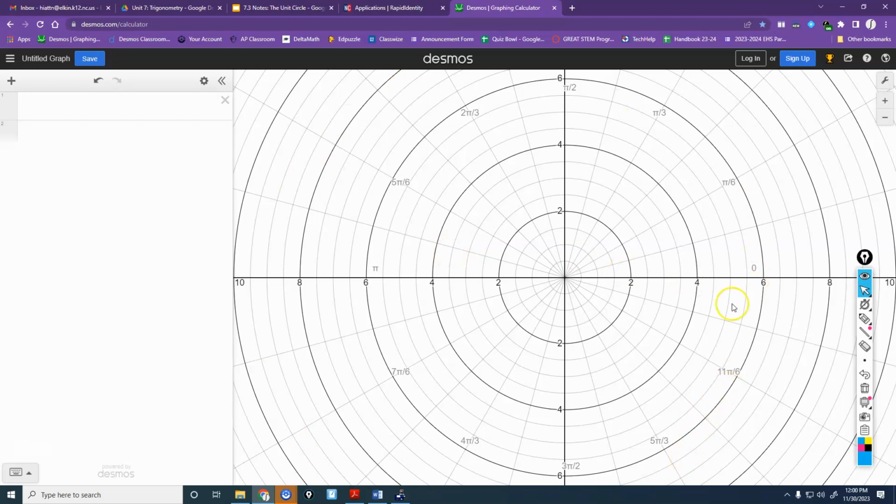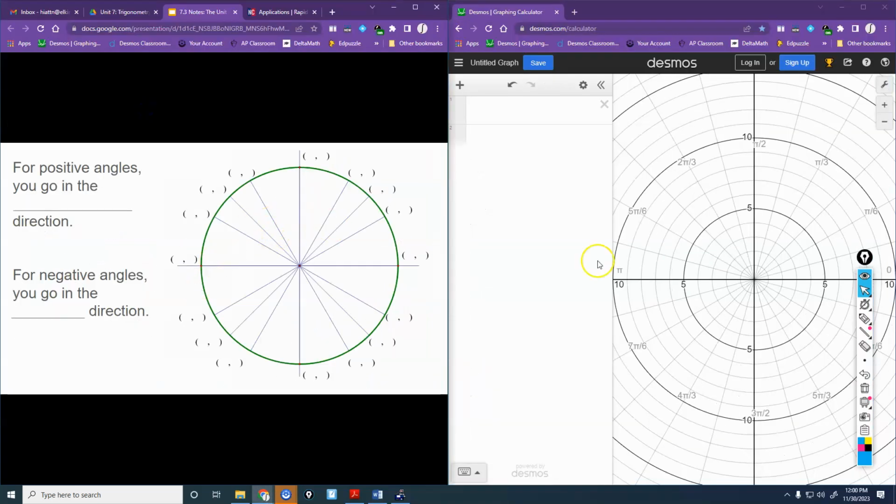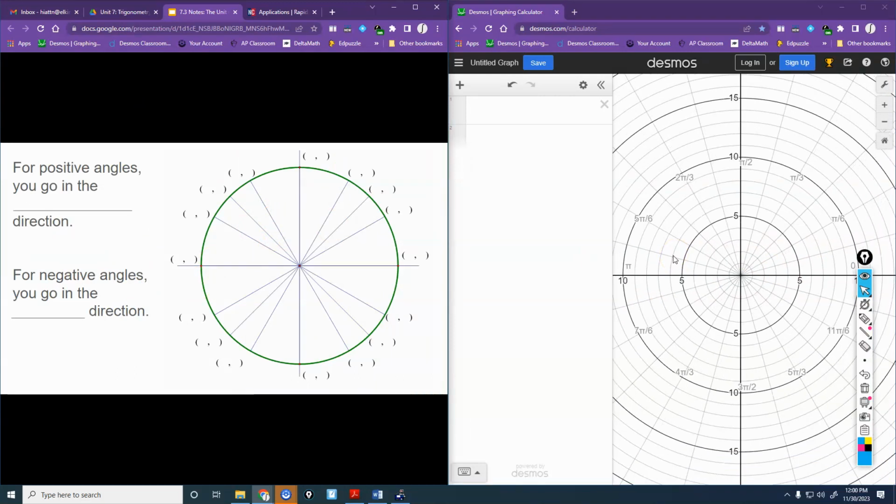So this is giving you the radians of almost all of your pieces on the unit circle. So if you look at your unit circle that you have over there, let me split screen this. You will notice how you got a pretty big gap and then a shorter one and then a shorter one and then another big gap right here.